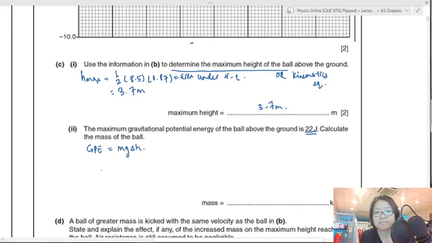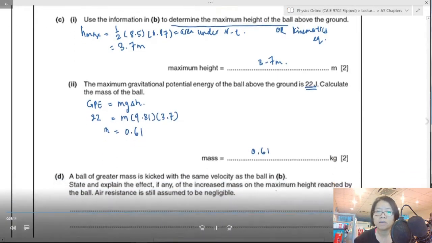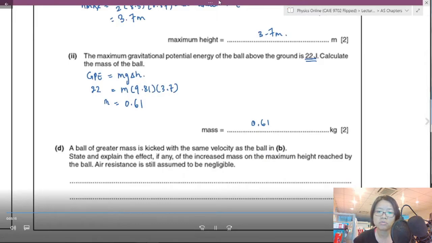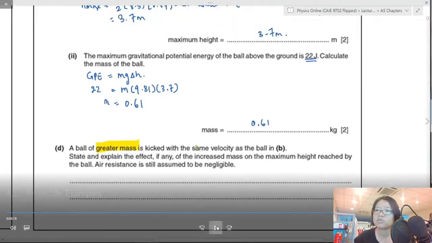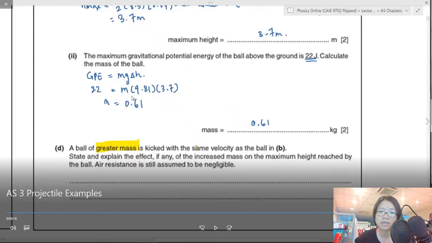All right, next, part 3. The maximum GPE of the ball above the ground is 22 joule. Calculate the mass of the ball. All right, so we'll just plug the number in, and then you will see that GPE is MGH. So you just put the numbers in, that's all. It's a numbers game. Okay? G is 9.81. It will travel 3.7 meters upwards.